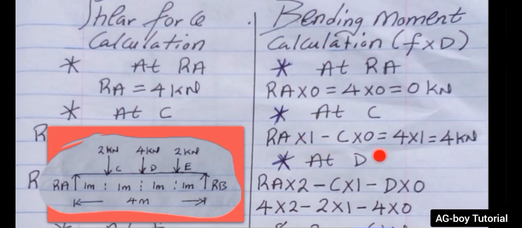And at point D here, we have 4 kilonewton. We have RA multiplied by the distance from RA to point D, which is 2. So we have RA times 2 minus, at point C, we have 2 kilonewton. The distance from the 2 kilonewton to D is 1. So we have C times 1. Then at D, you have a distance of 0, which is D times 0.